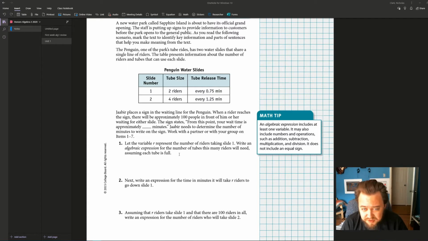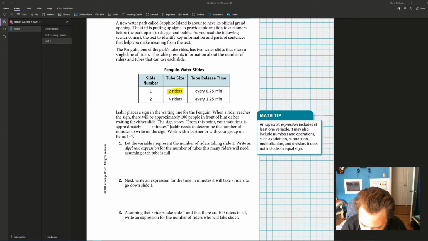All right, so let's look at our first task. Let the variable r represent the number of riders taking slide 1. Write an algebraic expression for the number of tubes this many riders will need, assuming each tube is full. So if we look at the table under tube size right here, this one tube can apparently hold two people. So I guess it's like a figure eight looking thing.